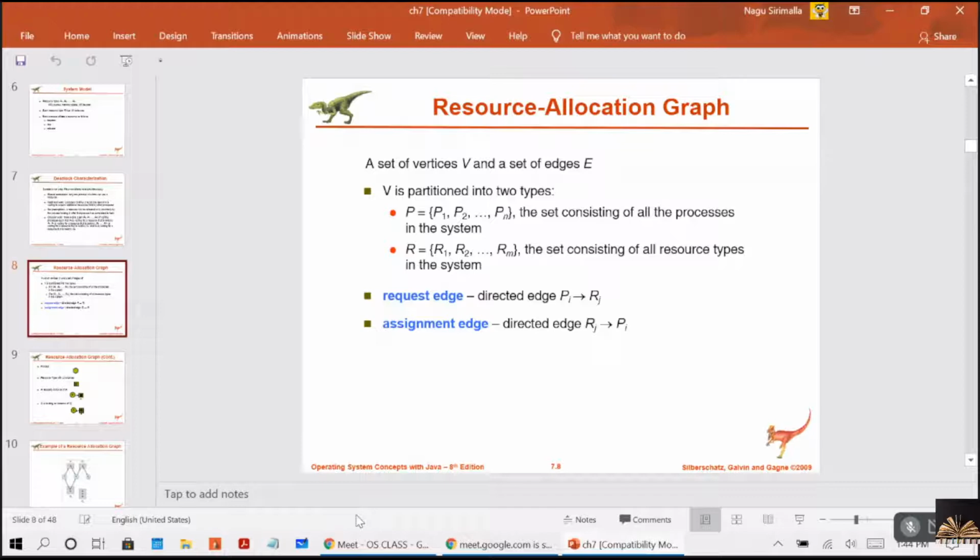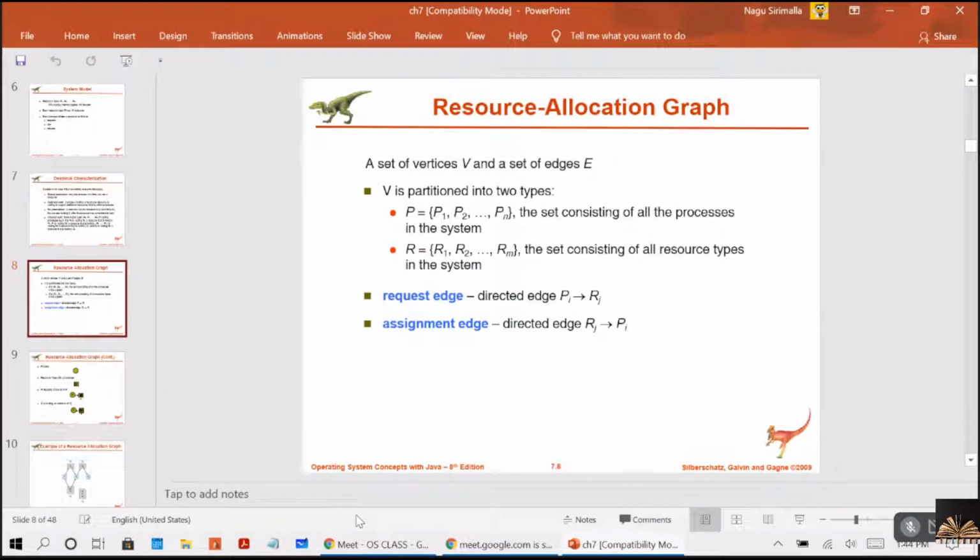So P consists of the process set, P1, P2, up to Pn, the number of processes that are running in the system. And the resource set is represented as R1 to Rm. This represents all the available resources in the system, right? Now, E means edges, right? Here you have two types of edges, request edge and assignment edge.